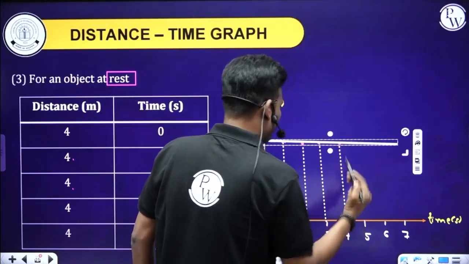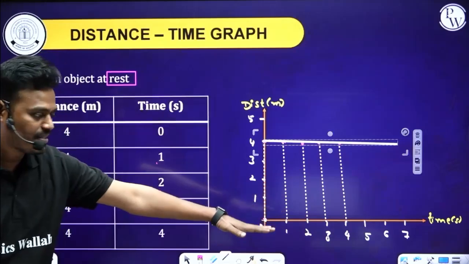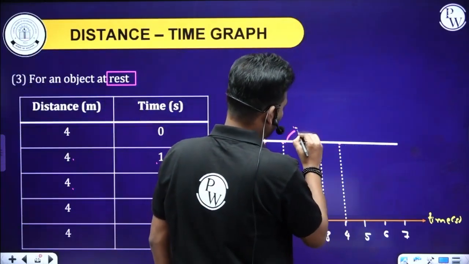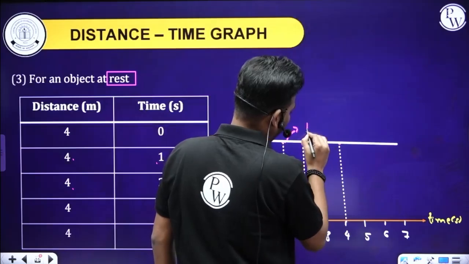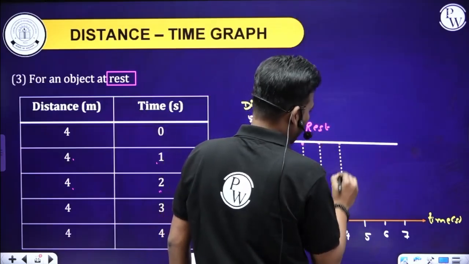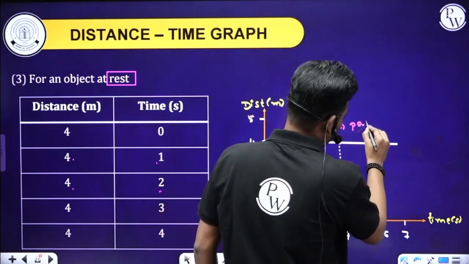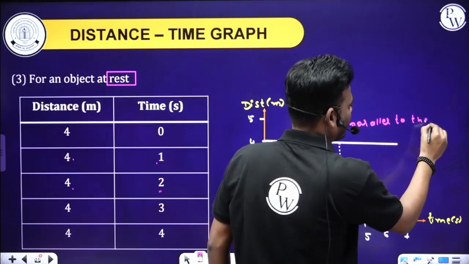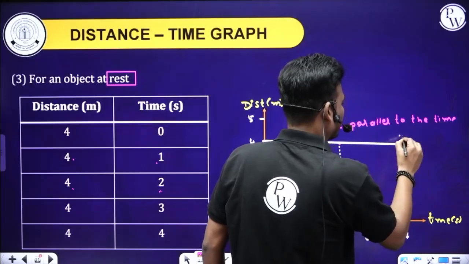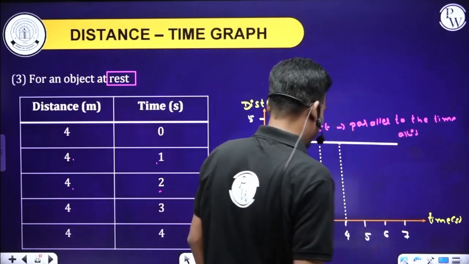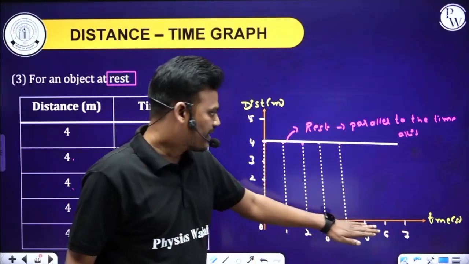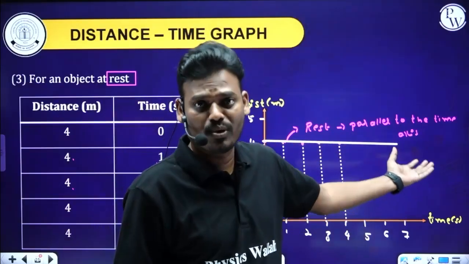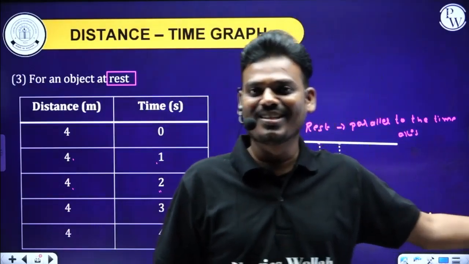So here you got a straight line parallel to the time axis. Means this one body at rest, parallel to the time axis. You see, the time keeps on changing, but what happens to the distance? The distance remains the same. 4 meter, 4 meter, 4 meter, 4 meter, and 4 meter. The distance is not changing.